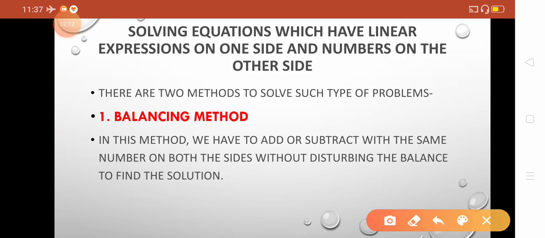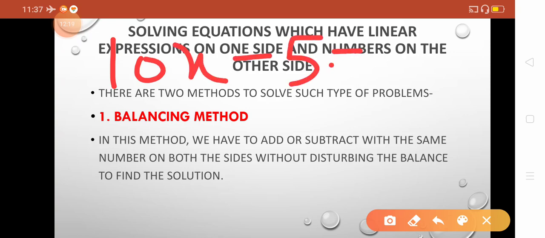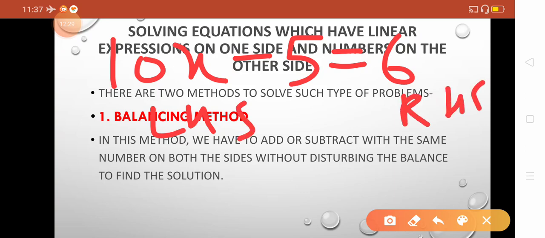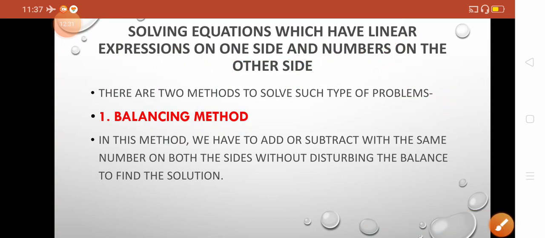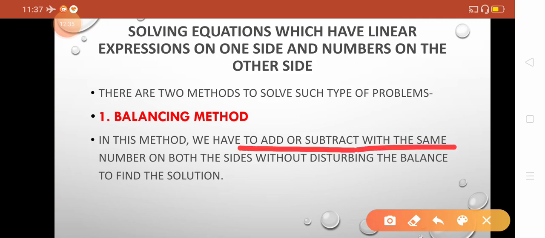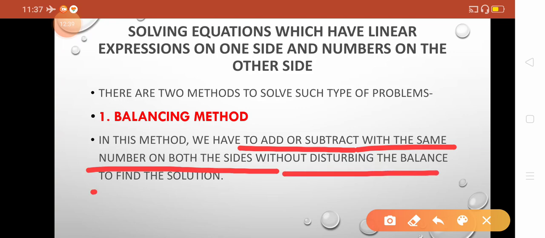What is the balancing method? For example, you are given 10x minus 5 is equal to 6. You have to make a balance between these two sides. This is LHS, this is your RHS. So what do you have to do? You have to add or subtract the same number on both sides without disturbing the balance to find the solution.